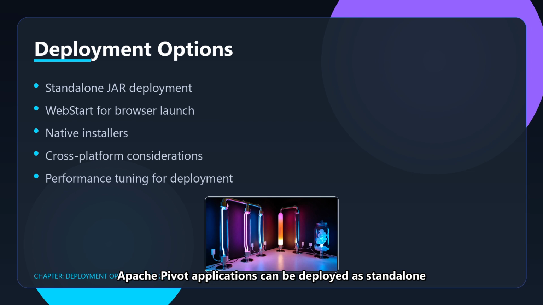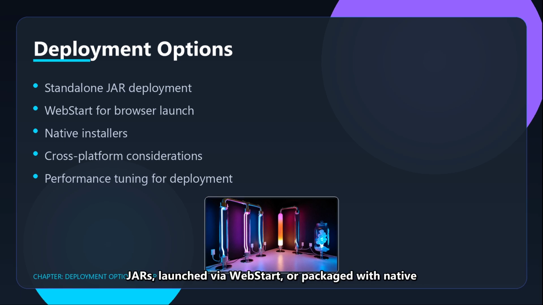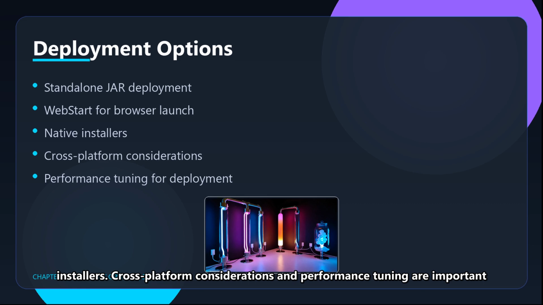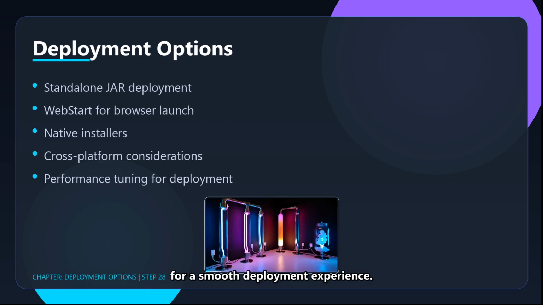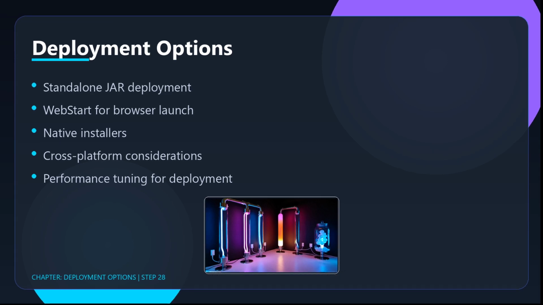Apache Pivot applications can be deployed as standalone JARs, launched via WebStart, or packaged with native installers. Cross-platform considerations and performance tuning are important for a smooth deployment experience.